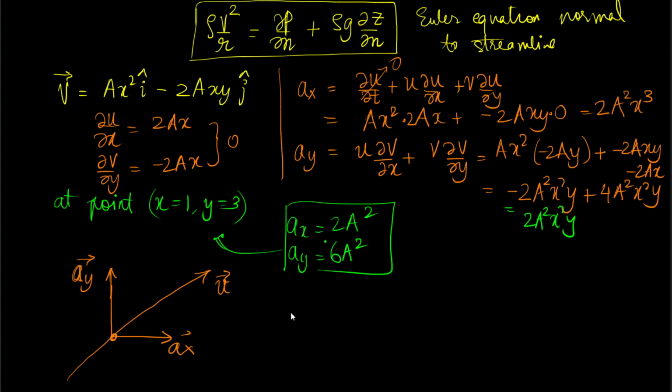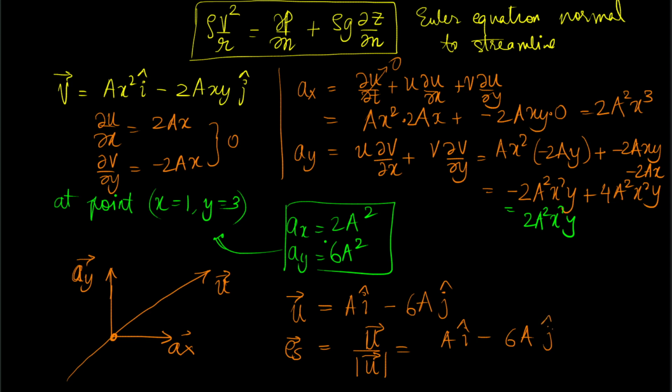So the velocity at that particular point, setting a equal to 1, will be ai minus 6aj. So the tangential vector, the s vector, will be the u vector divided by the magnitude of the u vector. So it is ai minus 6aj divided by a times square root of 37.